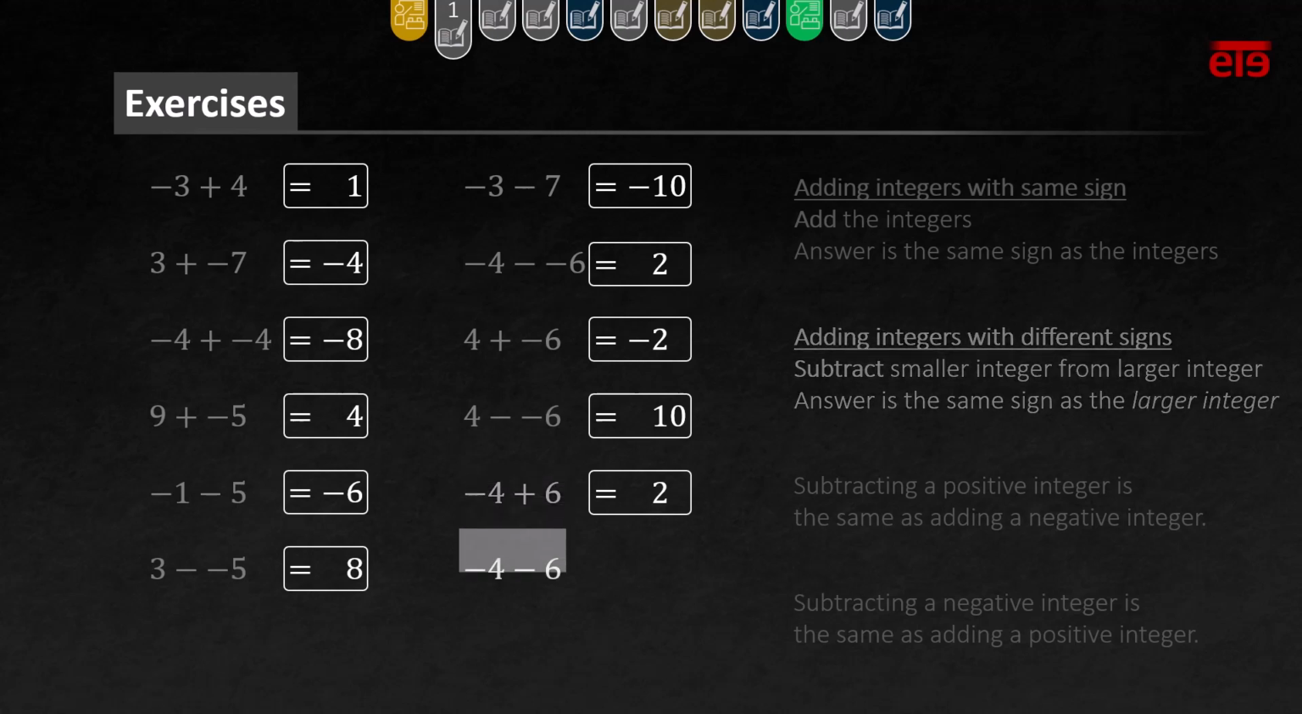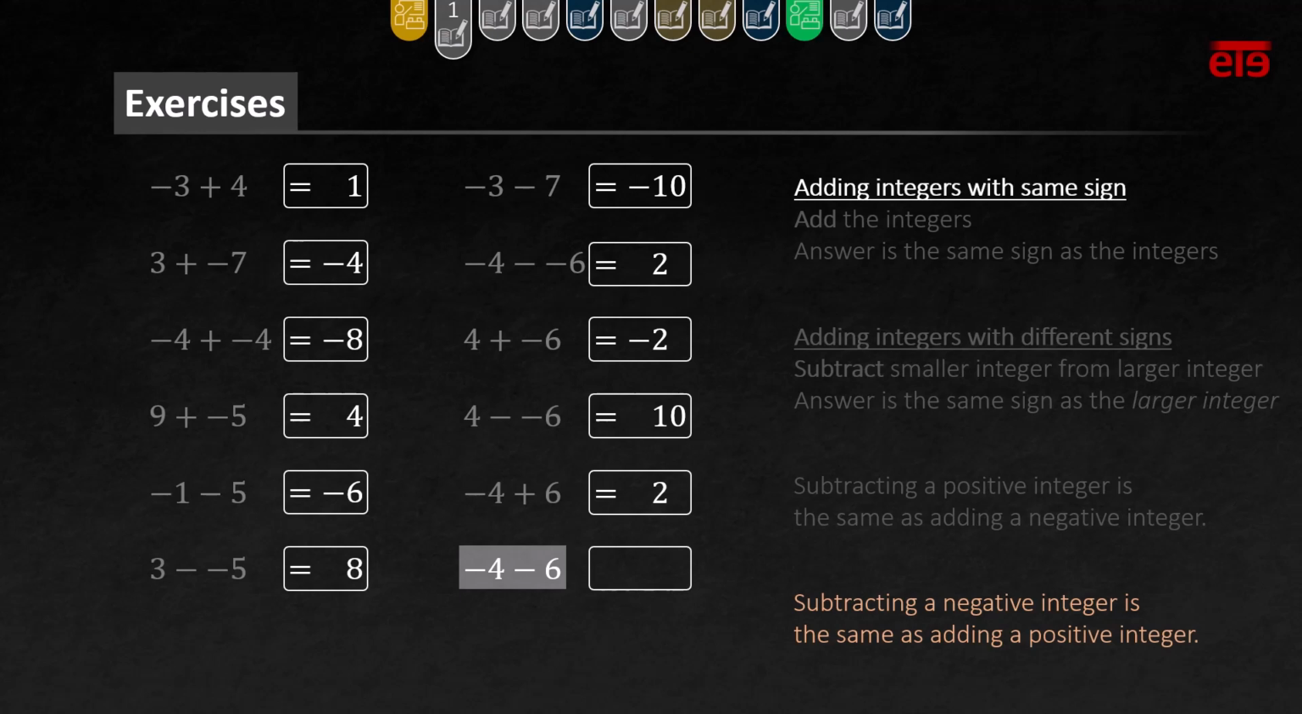-4 minus 6 is like adding two negative integers. Add the two integers to get 10 and we need to put a negative sign for the answer because both integers are negative.